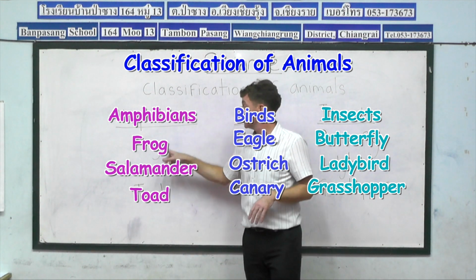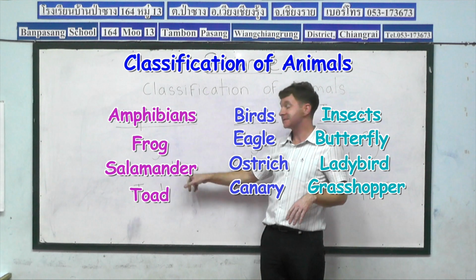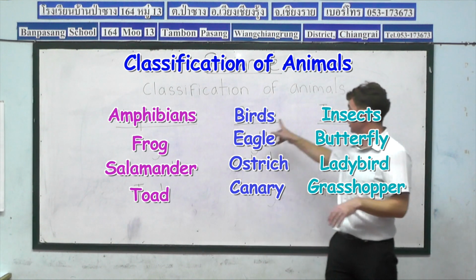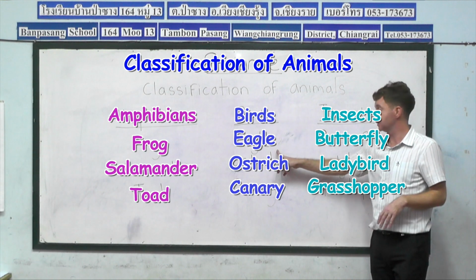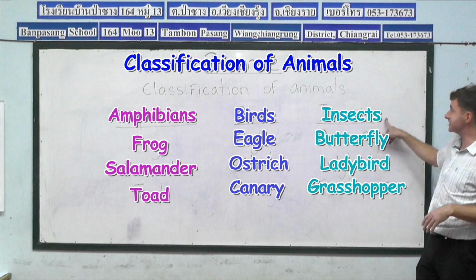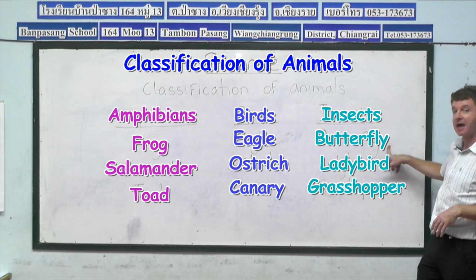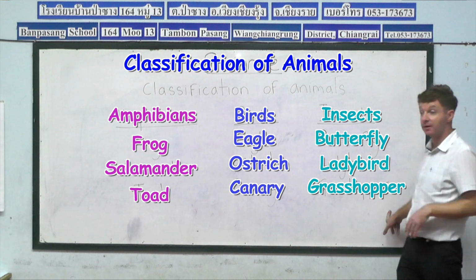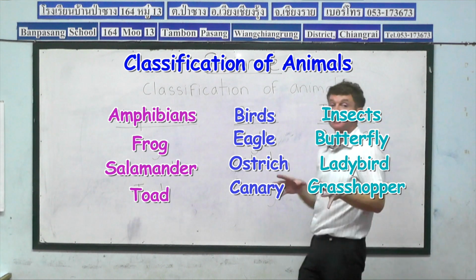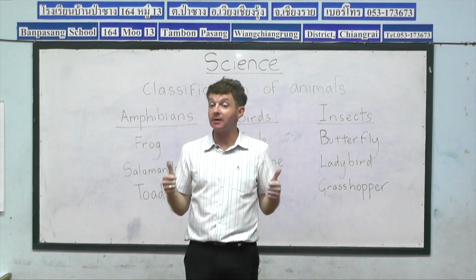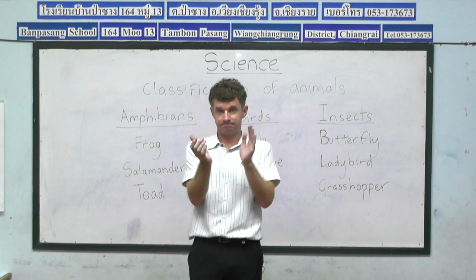Amphibians, frog, salamander, toad. Birds, eagle, ostrich, canary. Insects, butterfly, ladybird, and grasshopper. And this completes our section on classification of animals. And that was very well done, guys, well remembered.